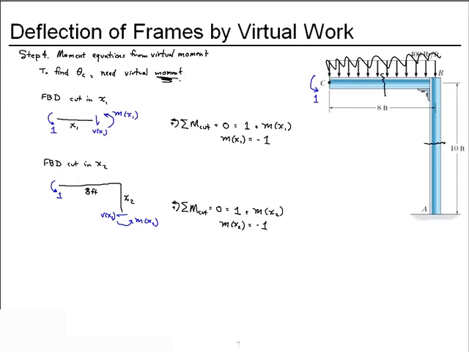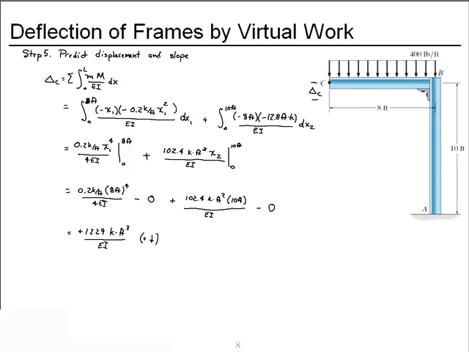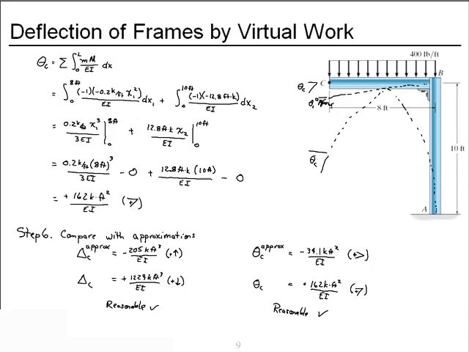We then took off the virtual force and applied the virtual moment so that we could generate the equations we'll need in order to predict slope at point C. Again, using the same x-coordinate systems and the same direction for moment on our free bodies, we obtain the virtual moment equations. We then multiplied the virtual moment times the real moment, divided by EI, integrated with respect to x over the length of each member, added those quantities up, and obtained our prediction of displacement, and then slope.